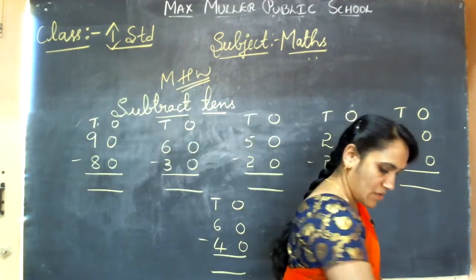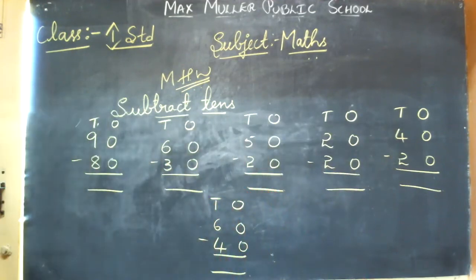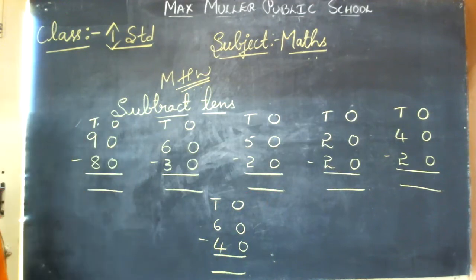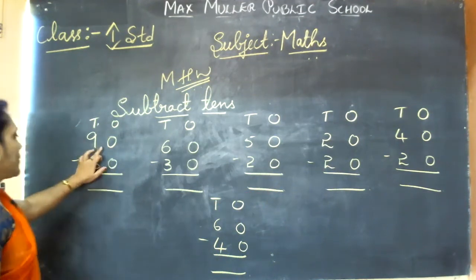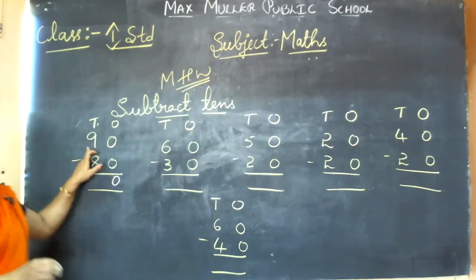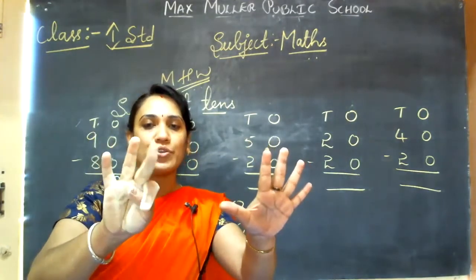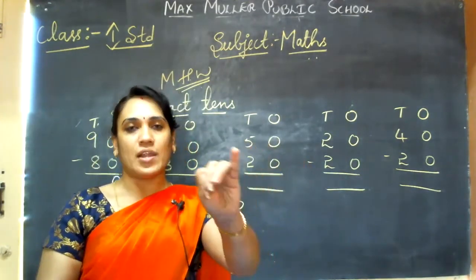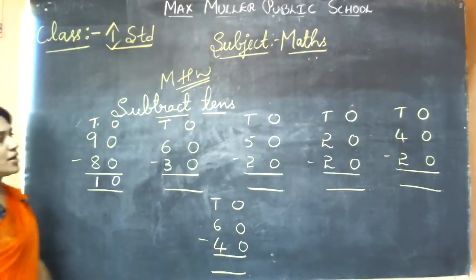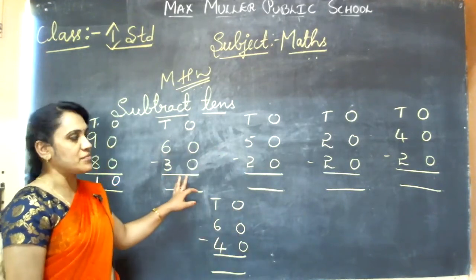Yes. So, subtract tens. How many sums have I given? Total 6 sums I have given. One sum I'll show the answer. Remaining to do at home. Subtract tens. How to do? 0 minus 0, 0. Keep how many fingers? Keep 9 fingers. Fold how many? 8 fingers. 1, 2, 3, 4, 5, 6, 7, 8. What's the balance? 190 minus 80. You got 10. Like that only you can do the next remaining sums at home.